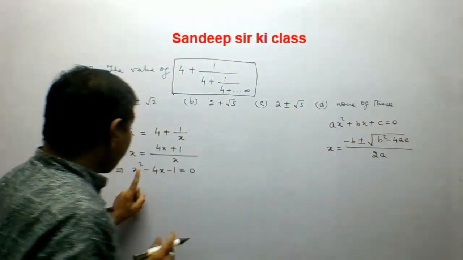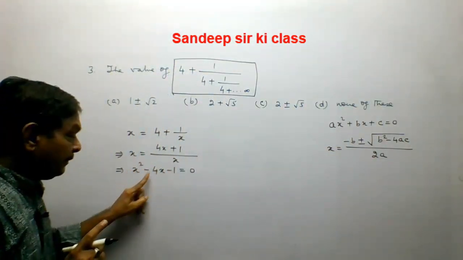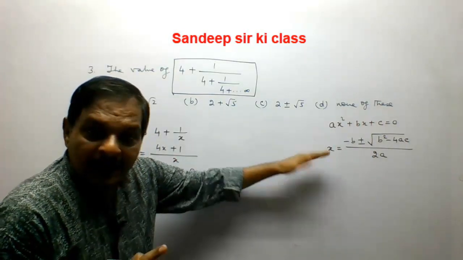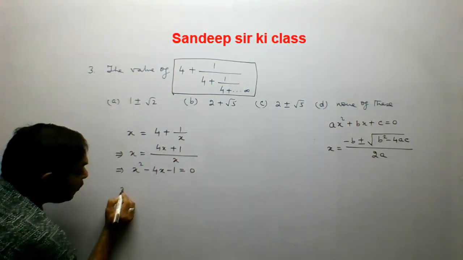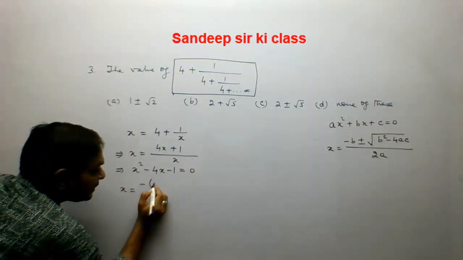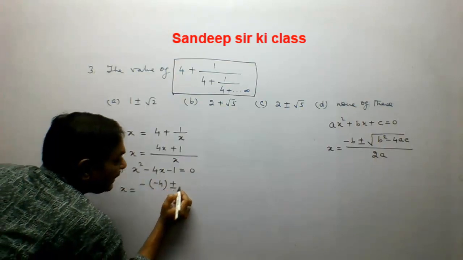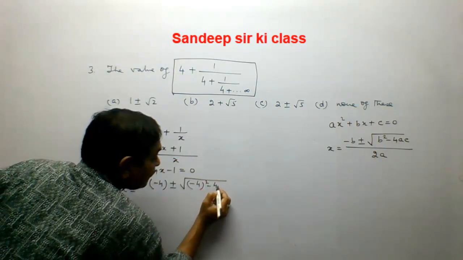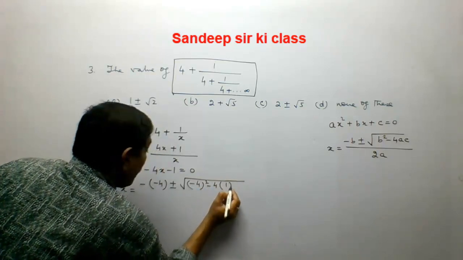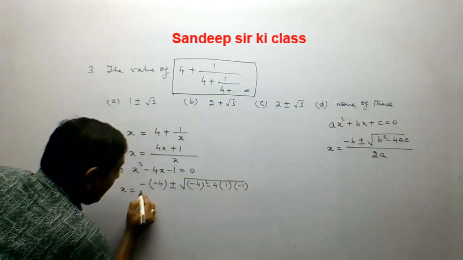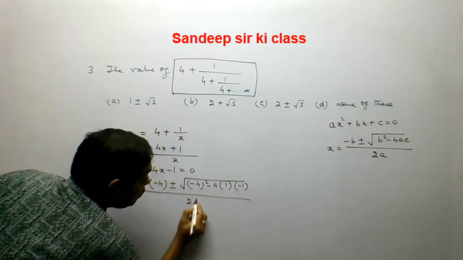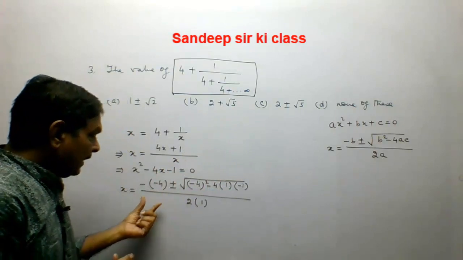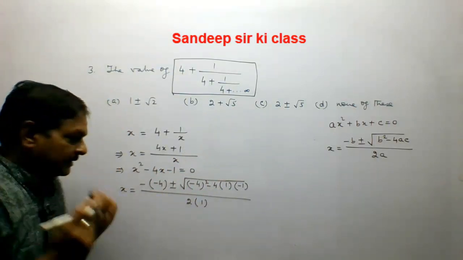Now here I find a as 1, b as minus 4, c as minus 1. Put these values and find the roots. So x is equal to minus of minus 4 plus minus under root minus 4 square minus 4 into 1 into minus 1, upon 2 into 1. I have put the values of a, b, c, and these will be my 2 values of x.